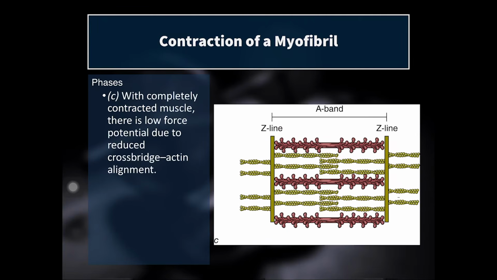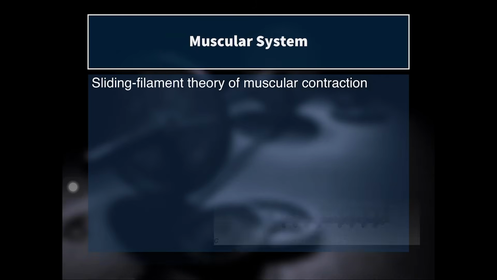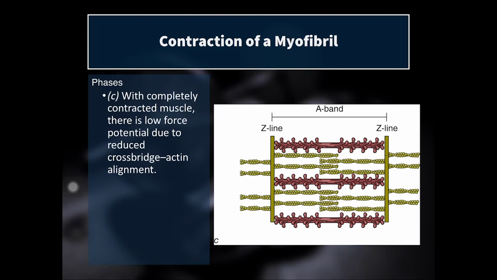And then finally, once muscle is completely shortened, there is again a low force potential due to the reduced cross bridge potential. And we see here that there's actually an overlapping of the actin, and the myosin is actually running into the Z lines over here.